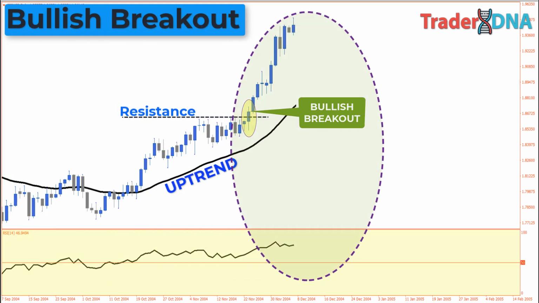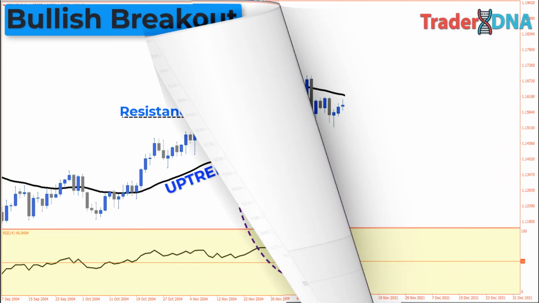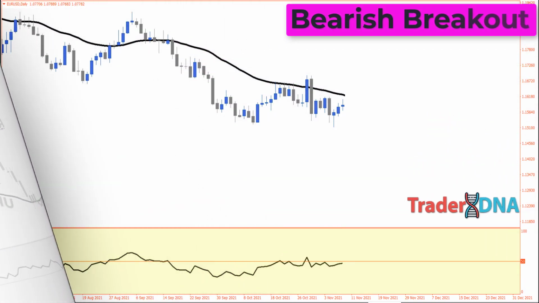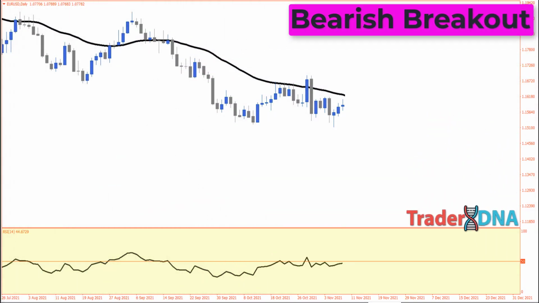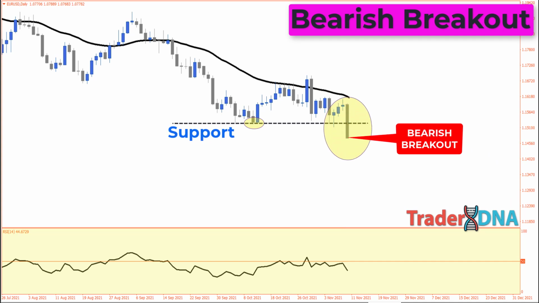Moving on to the subsequent illustration, we'll explore a bearish breakout scenario. Similar to its bullish counterpart, the bearish breakout involves the market breaking downward this time. Following two unsuccessful attempts, the market eventually breaches the support level, indicating a bearish breakout from a pivotal support level.